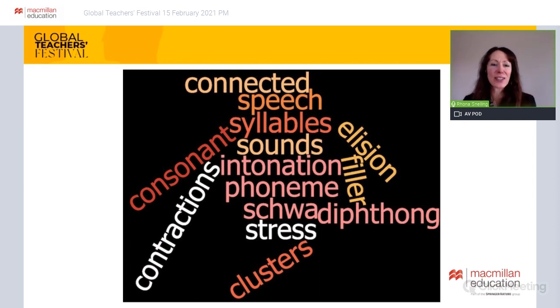Whew, it's a big list. So in this word cloud, it's all of these things and more, isn't it? It's connected speech. I'm going to make a pizza. It's syllables. We looked at that earlier with the word stress for countries and nationalities. It's sound. It's intonation, whether we rise or fall. It's a phoneme or it's a diphthong, two phonemes put together. It's schwa, the sound. It's stress. It's consonant clusters. It's contractions, I'd. It's elision, dropping those words out, pulling them together. It's filler words. It's all of these things.